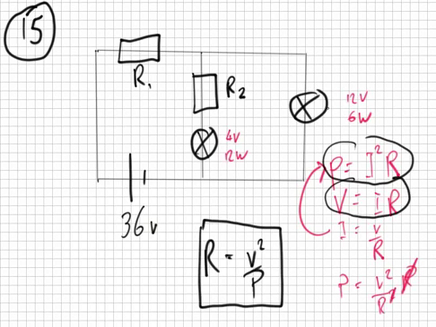144 divided by 36. What's that? I don't think it's exact. Can you give it to me as a decimal? 144 divided by 36. 4. Is it? Oh yeah. Sweet. 4 ohms. And then this one here would be 16 divided by 12. So that's a decimal. 4 over 3. So 1.33 ohms.